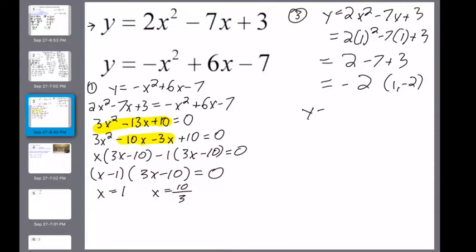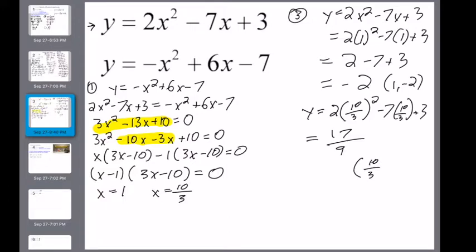And then let's also plug in our 10 over 3. So we get 10 over 3 wherever we had an x. You can go ahead and solve that. Eventually we should get 17 over 9, leaving us with another solution at (10/3, 17/9). If you'd like, go ahead and verify this just to get some practice with that, but I think we will find that both solutions work for our system of equations.